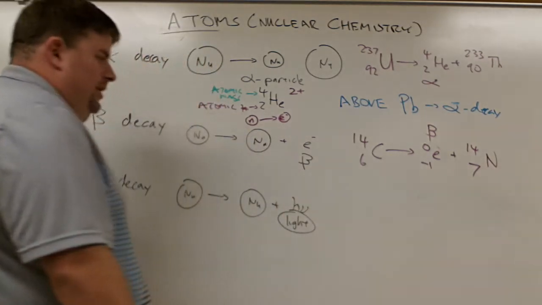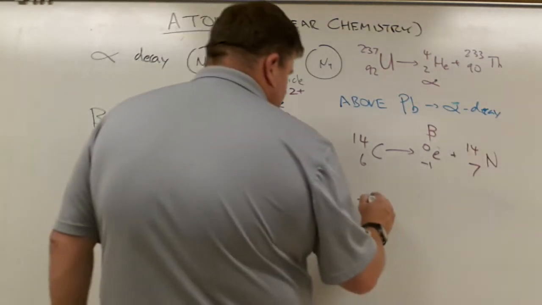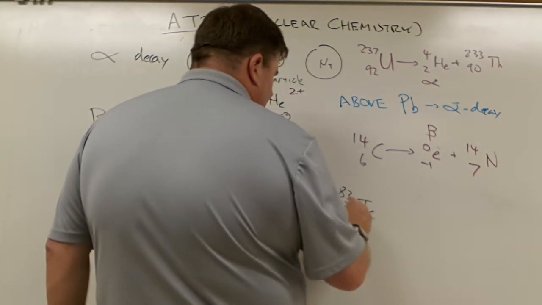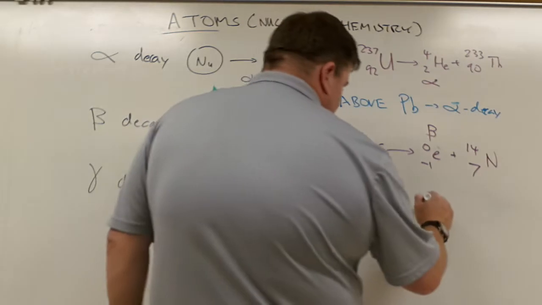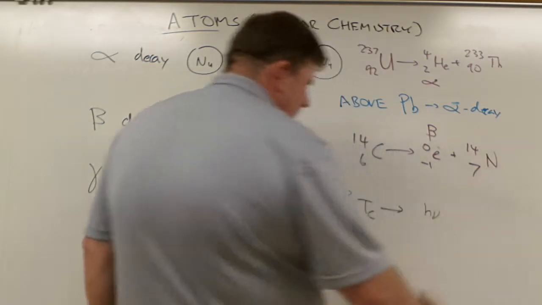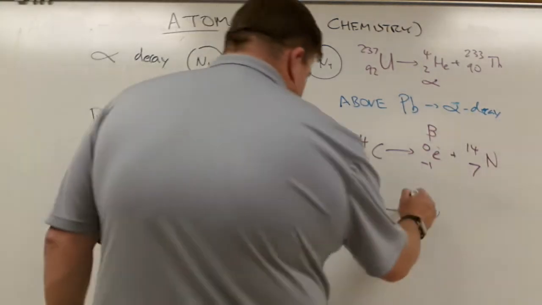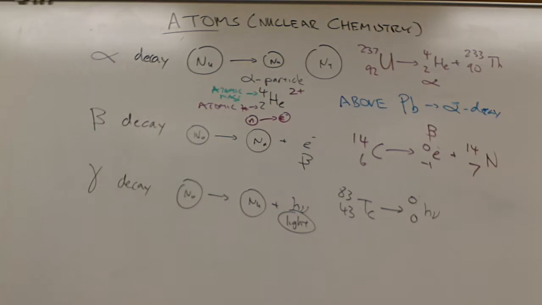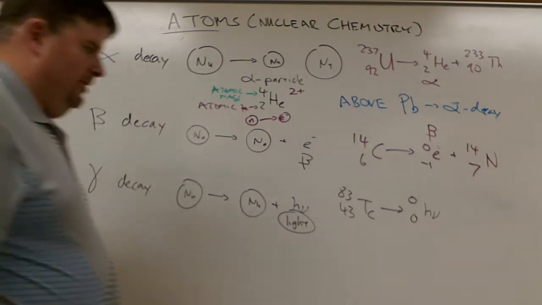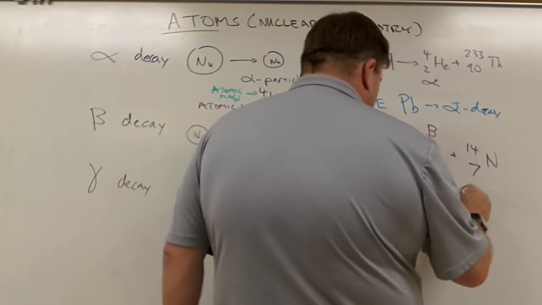Okay, when light gets released, say I've got a radioactive system, technetium-83, and technetium emits a gamma particle. So if it emits light, what's the mass of light? 0, that's right. And what's the charge of light? 0 again. So it's just emitting energy. So what's going to be left over after this? You have a less energetic technetium.